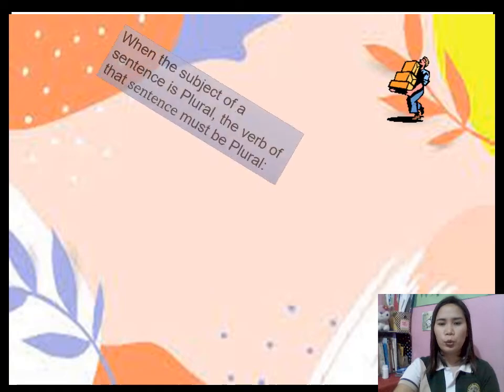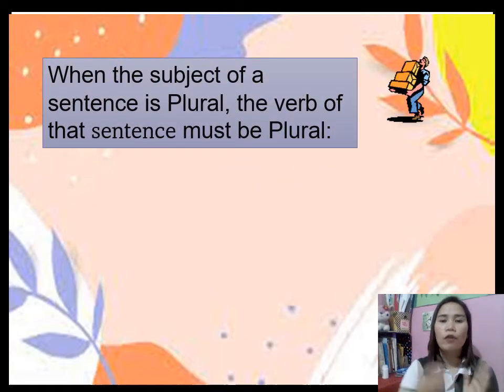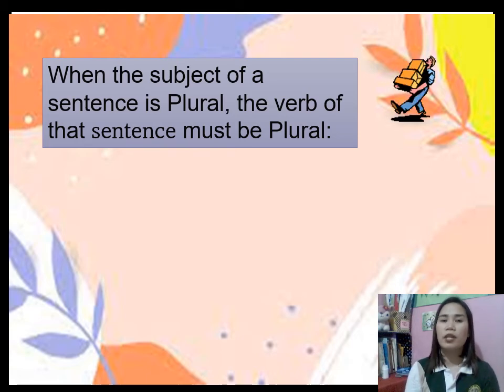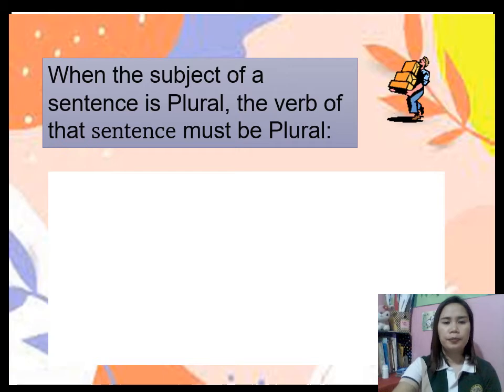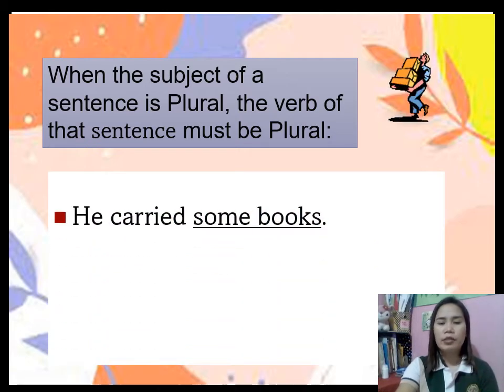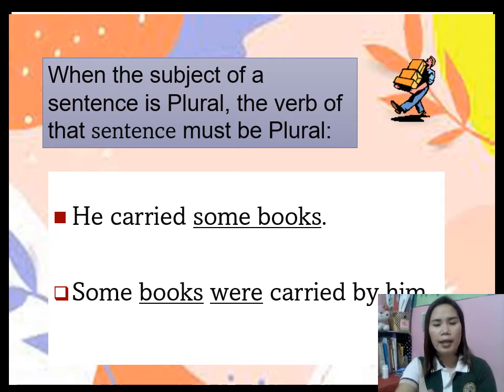Next, we have this rule. When the subject of a sentence is plural, of course, the verb of the sentence should be plural also. So for example, he carried some books. Some books is our object. So when we make it passive: some books were carried by him.